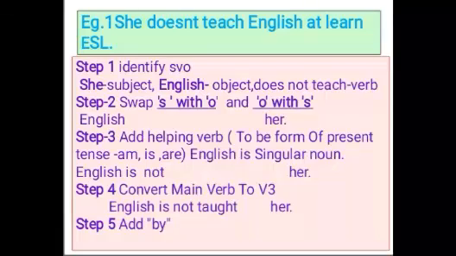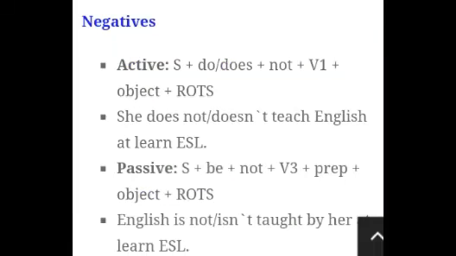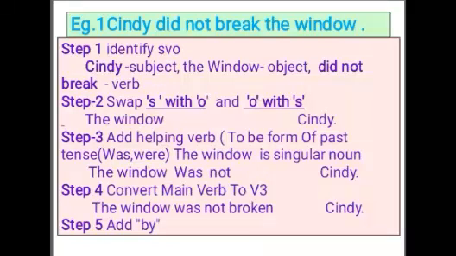These are the 5 steps. Look at the complete passive sentence. English is not taught by her at Learn ESL. Look at the negative structure in passive voice. Subject plus be plus not plus V3 plus preposition plus object plus ROTS. ROTS means rest of the sentence. And the active structure is subject plus do or does, not, V1 plus object plus ROTS.